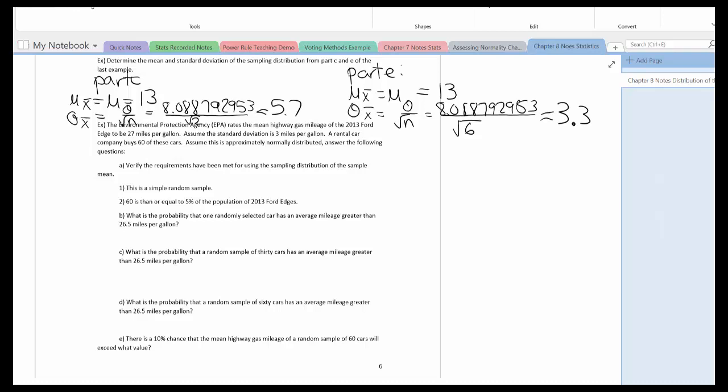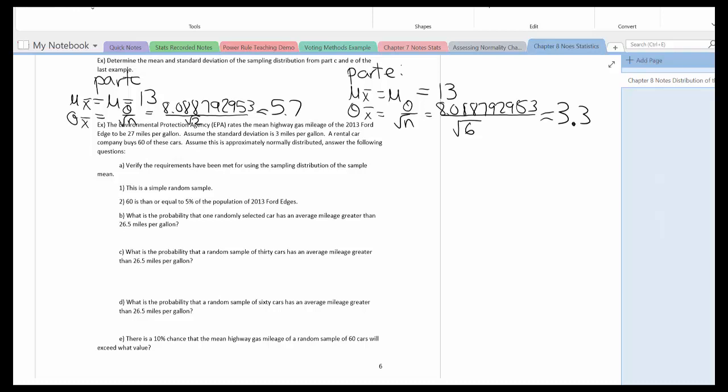So verify the requirements have been met for using the sampling distribution. The two requirements are, number one, it's a simple random sample. As we go through more statistics techniques throughout this course, it's going to be extremely important that the problems we're looking at are simple random samples. And number two, 60, that's the sample in this case, the cars bought, is less than or equal to 5% of the population of 2013 Ford Edges. This makes sure the sampled values are independent of each other.